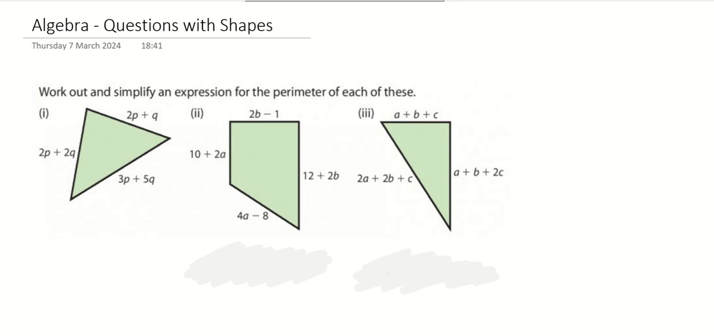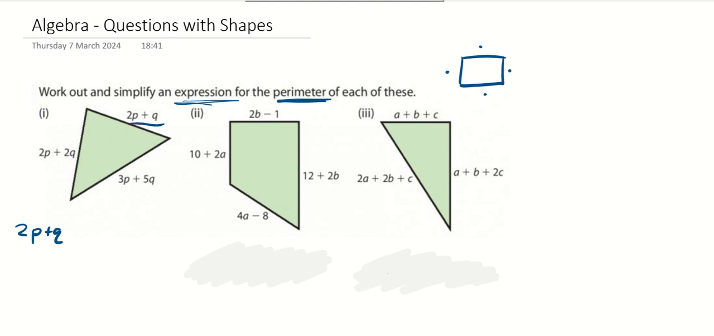So work out and simplify an expression. An expression means all the algebra added together for the perimeter of each of these. So remember, perimeter is all the way around the outside, so you'll have to add all the sides. Here it's very straightforward. We simply add the sides.